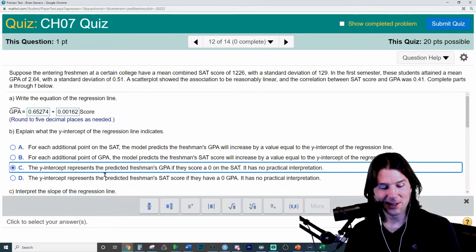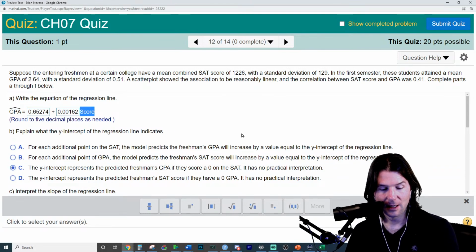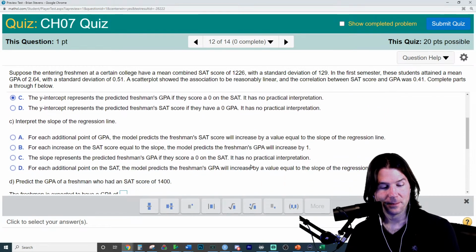So the y-intercept represents the predicted freshman GPA because we're predicting that if they score a 0 on the ACT or on the SAT, it has no practical interpretation.